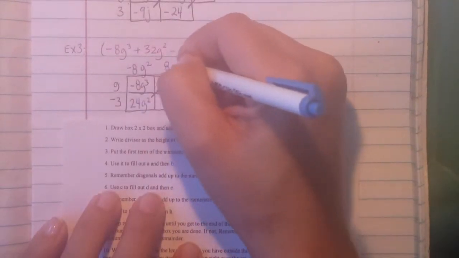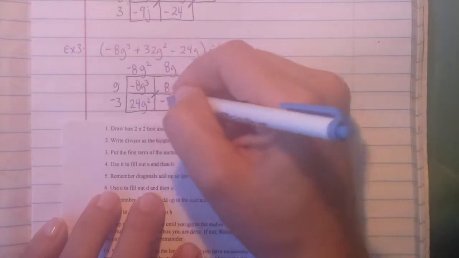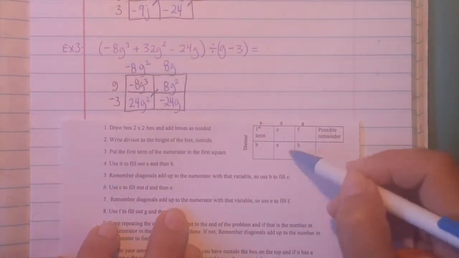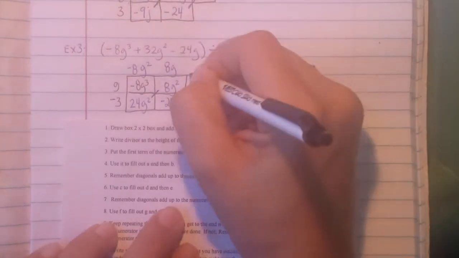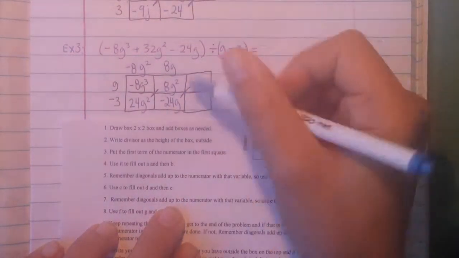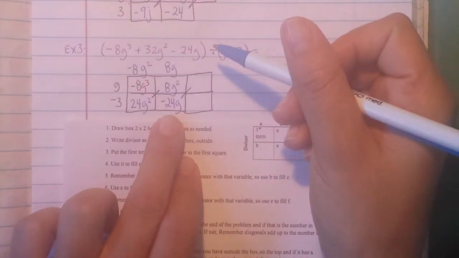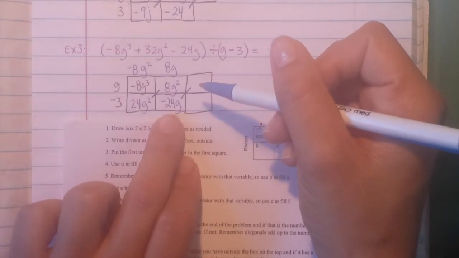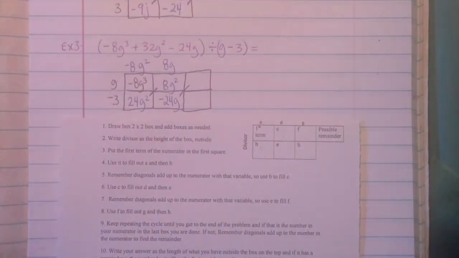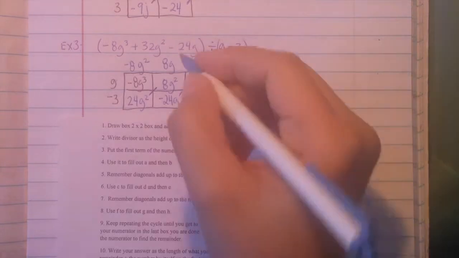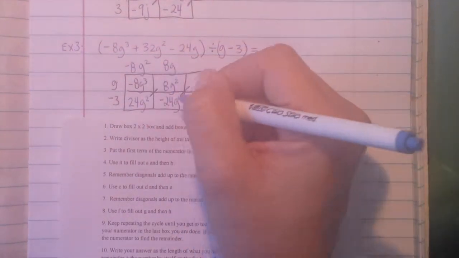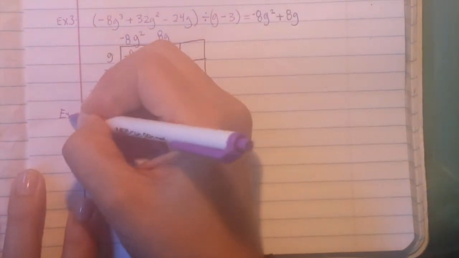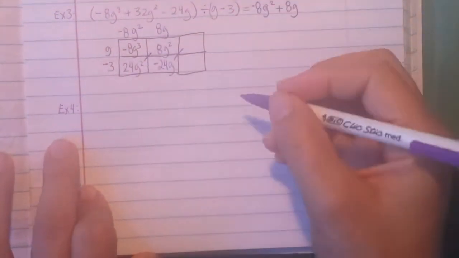Alright, so use that now to fill out the top and the bottom. So that's going to be 8g, and that's going to be negative 24g. Again, use the diagonals. But it looks like actually it's supposed to be negative 24g, so we're actually done. So there's nothing to go further. So negative 24g is what I have, so I'm done with no remainder. So here's an example of one that has no remainder. So in that case, you're just going to write the numbers on the top of the box. So negative 8g squared plus 8g is my answer.